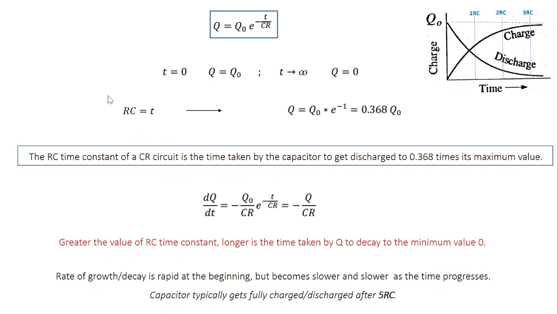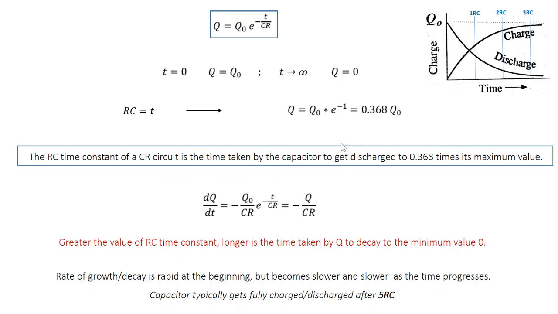Once again, put RC equal to T, the equation becomes Q equal to Q0 into e to the power minus 1, which is 0.368 times Q0. So you can also define the RC time constant as the time taken by the capacitor to get discharged to 0.368 times its maximum value.